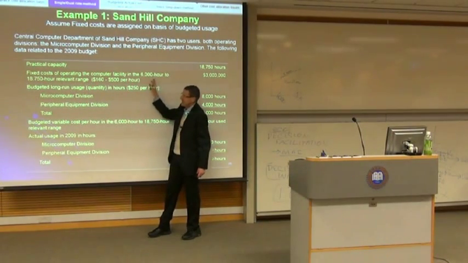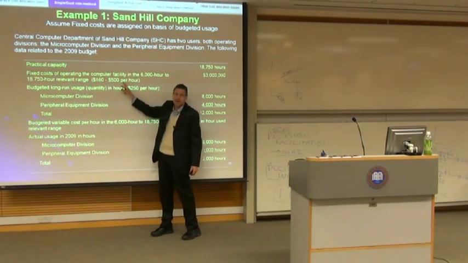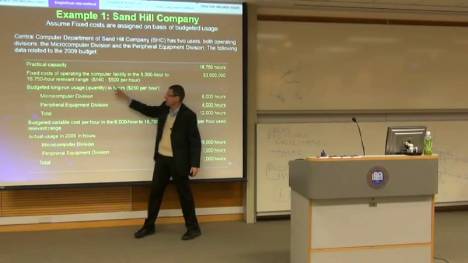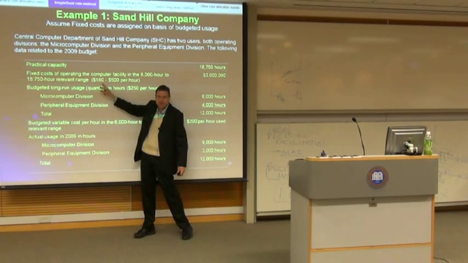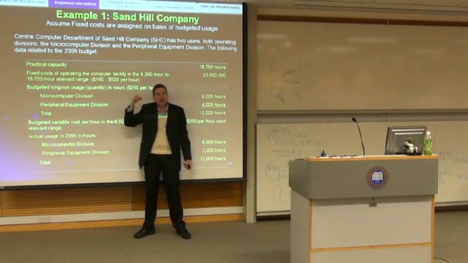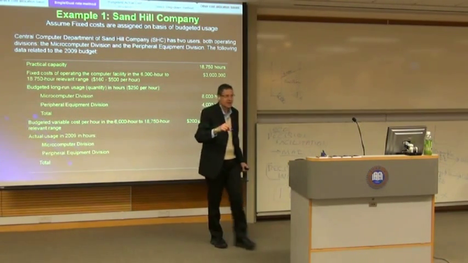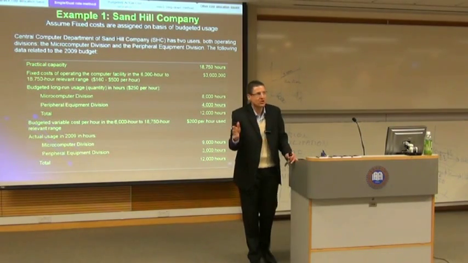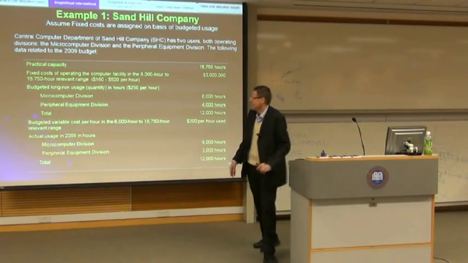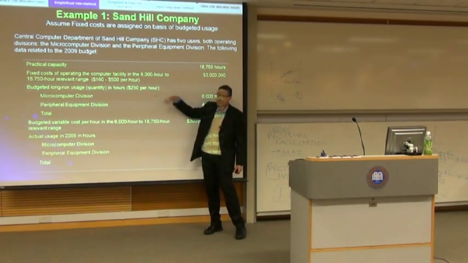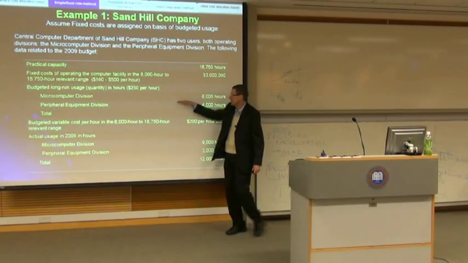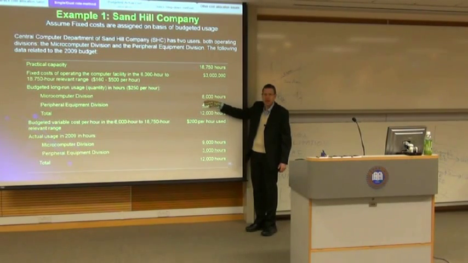If only 6,000 hours are used, then basically there's $500 an hour charged. If we use all of those hours, then it's $160 per hour. You with me here? So the fixed cost per hour used goes down as you use more. The budgeted long run usage is $250 per hour. That's the average. The microcomputer division promises we will use 8,000 hours.